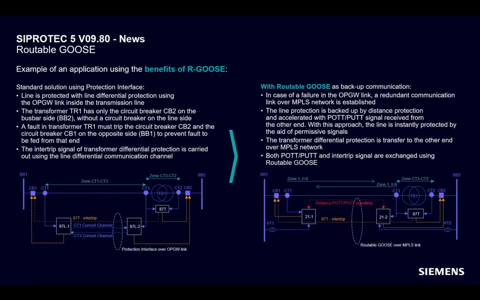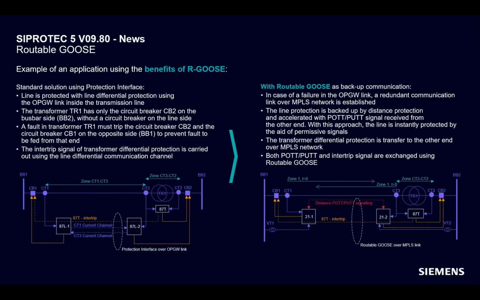Another interesting example that demonstrates the benefits of using routable GOOSEs would be in the teleprotection scheme to protect a transmission line. In a standard solution that uses line differential protection, it is necessary to have a communication link that allows the exchange of analog signals and binary signals too.